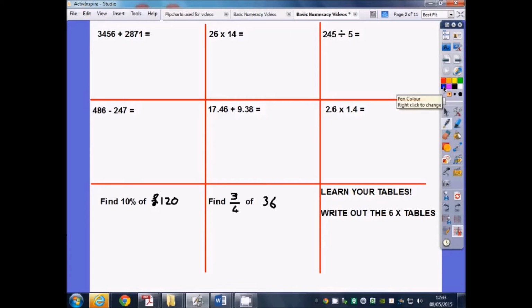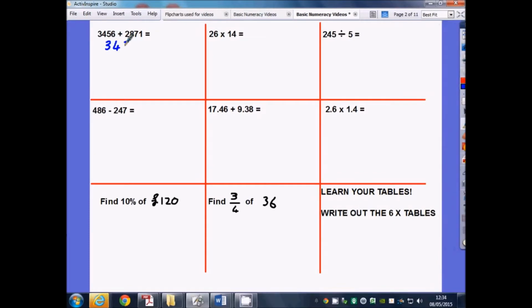Okay, I think you've had enough time, and hopefully you've now pressed play, and I'm going to start to talk you through these 9. The first one is addition. Whenever we see addition, we need to remember we need to use our column method.